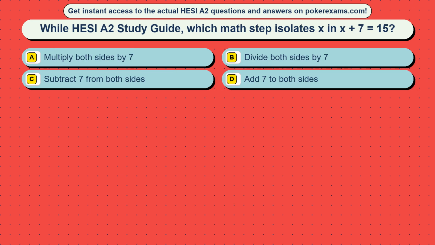Question 27. While HESI A2 Study Guide, which math step isolates x in x plus 7 equals 15? Option A, multiply both sides by 7. Option B, divide both sides by 7. Option C, subtract 7 from both sides. Option D, add 7 to both sides.